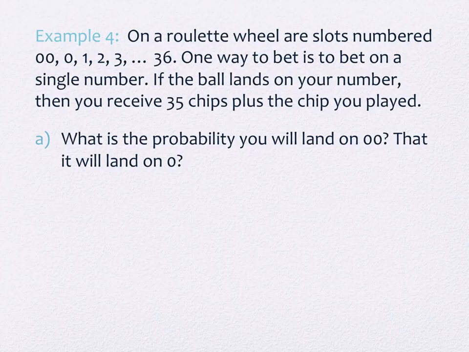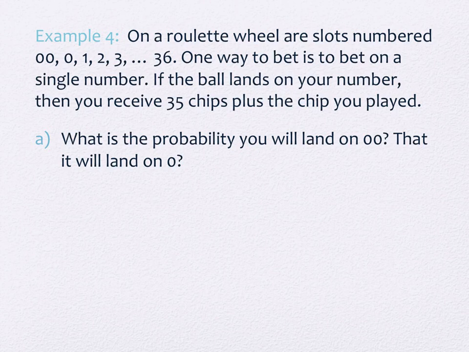But on a roulette wheel, there are slots that are numbered 0, 00, and then 1, 2, 3, 4, all the way up to 36. Okay? So how many slots are there? Let's just start there first. 37? More. There's 38. Oh, yeah. There's 38 slots. Does everybody see 38? 1 to 36 is 36, and then we've got a 0 and a double 0.